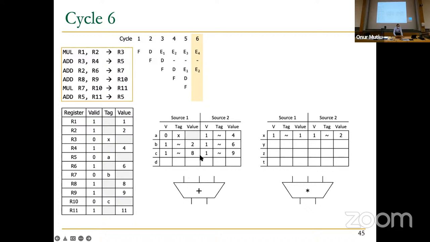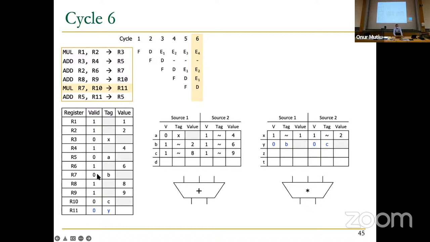Now this add that we just renamed in the prior cycle can execute because its sources are ready, and it gets dispatched into the pipeline adder. Now we're going to decode the multiply. This multiply's sources are R7 and R10. So we're going to have R7.